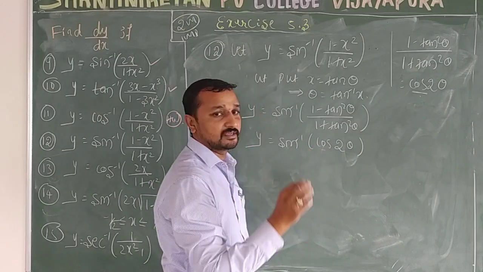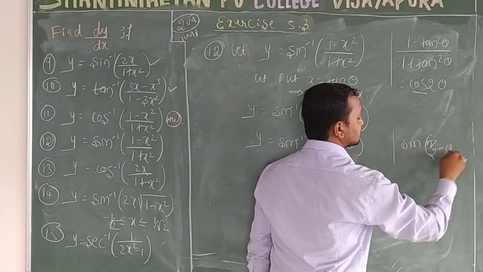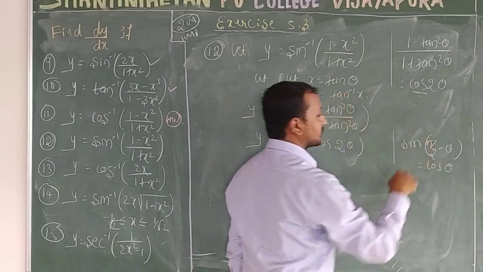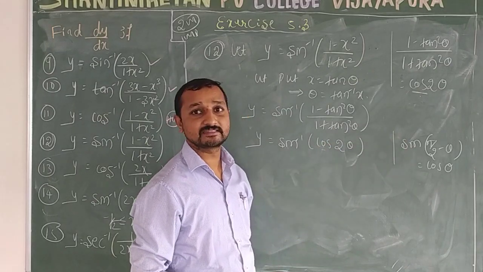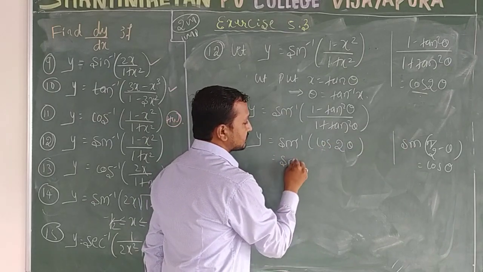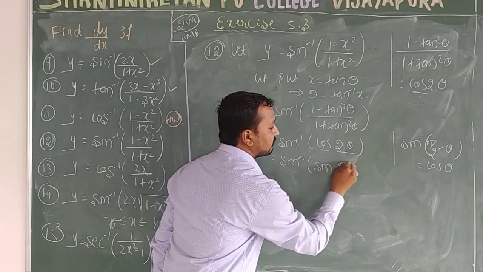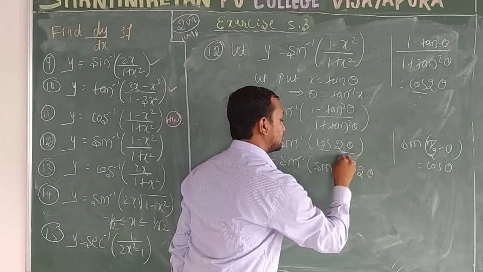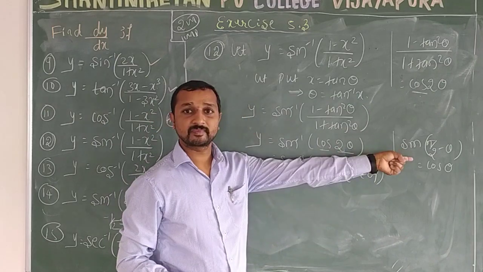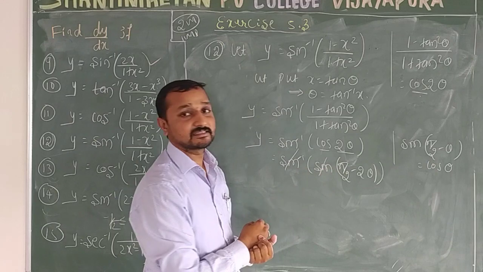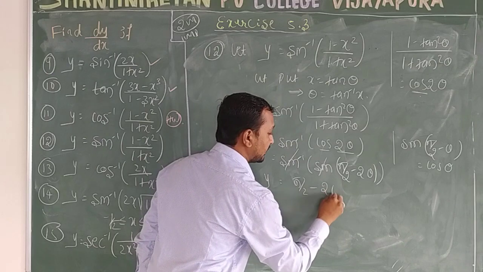But this is a cos function. So already we know that sin of 90 minus theta is equal to cos theta is the formula. Is that clear? Then cos theta can be written as sin of 90 minus theta. So that is equal to sin inverse of cos 2 theta, which can be written as sin of pi by 2 minus 2 theta. Sin of 90 minus theta is cos theta. Is that clear? Then sin inverse gets cancelled. The remaining y term is pi by 2 minus 2 into theta.